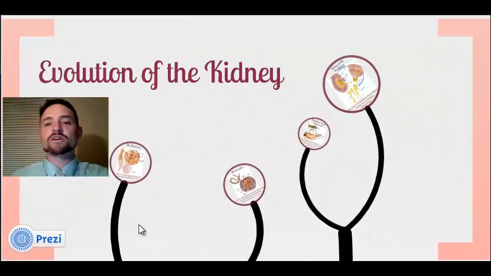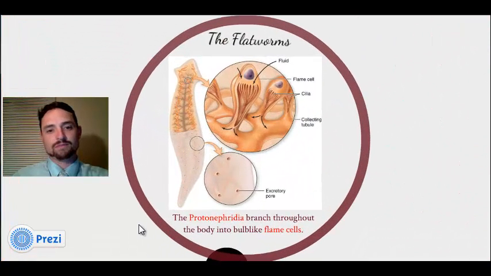First thing is looking at the evolution of the kidney. There's a couple of steps along the way to get to what we would call the mammalian kidney. We're going to look at 4 of those today. The first is looking at flatworms.